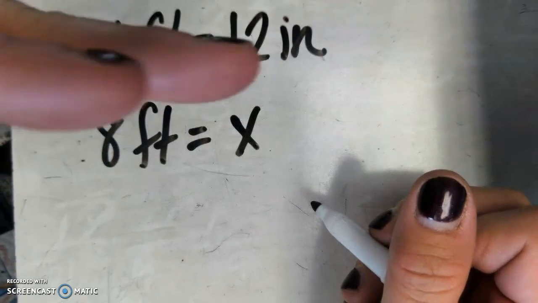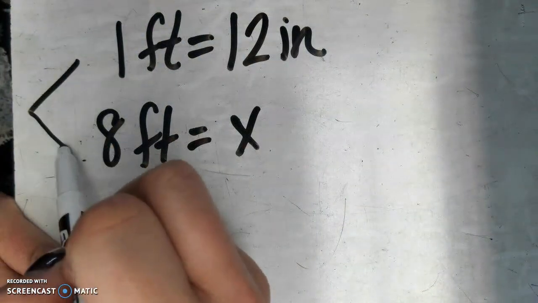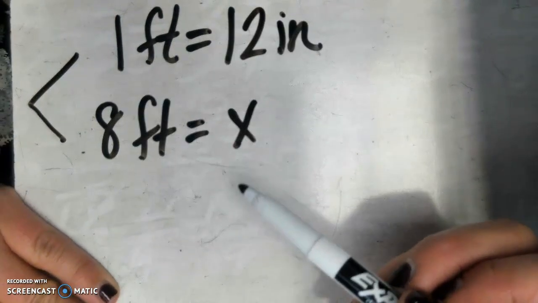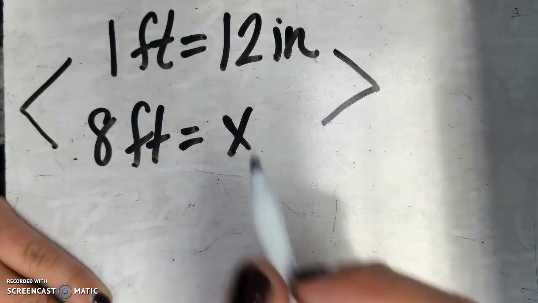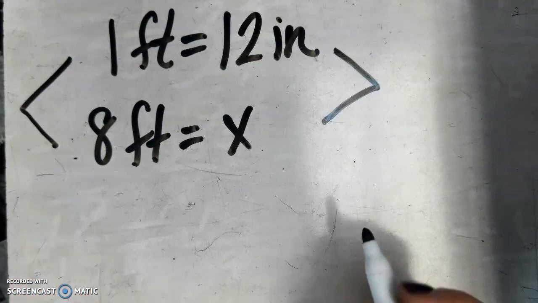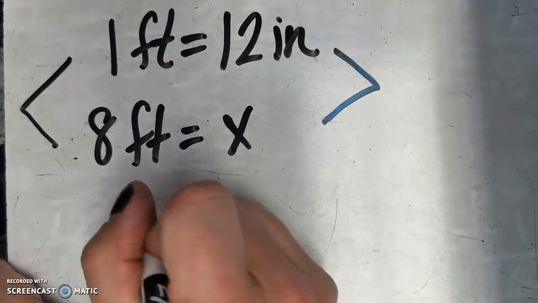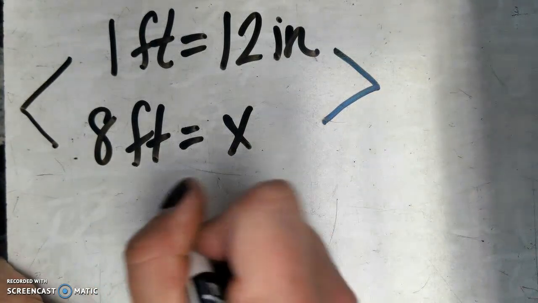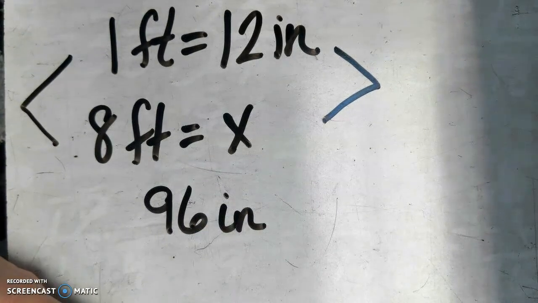This is what we talked about last year when we started into proportions. So I'm looking at this from here to here. I multiplied by 8, right? So here, to keep it in proportion, I need to multiply by 8. So x equals 96 inches. There are 96 inches in 8 feet, and you can make a chart and prove it.